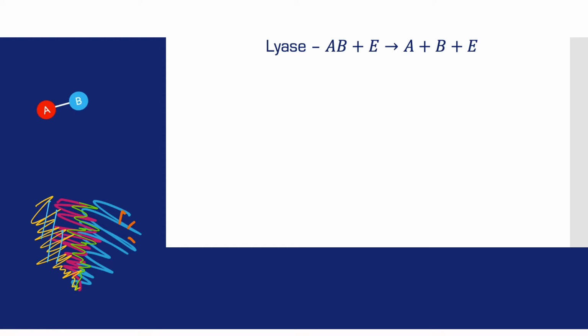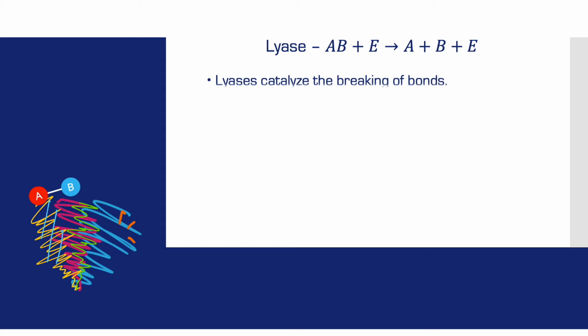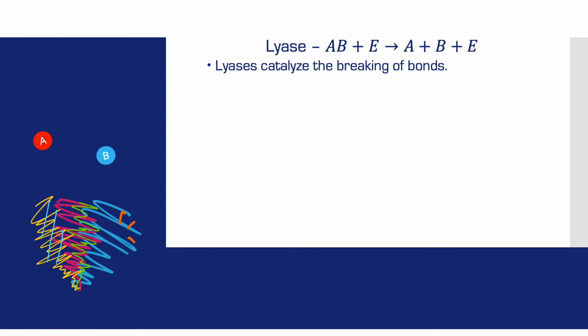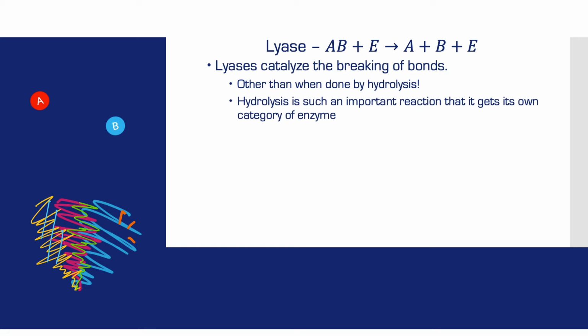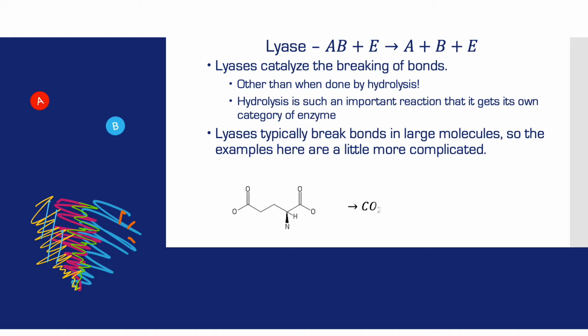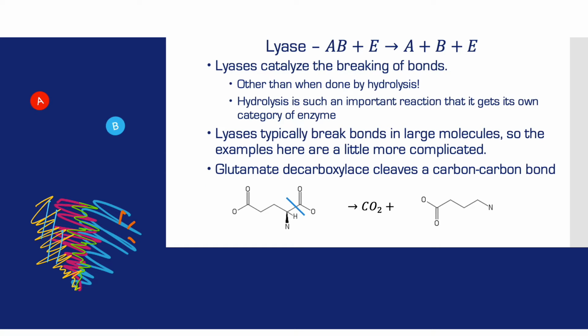Lyase. Lyases catalyze the breaking of bonds, other than when done by hydrolysis. Hydrolysis is such an important reaction that it gets its own category of enzyme. Lyases typically break bonds in large molecules, so the examples here are a little more complicated. Glutamate decarboxylase cleaves a carbon-carbon bond.